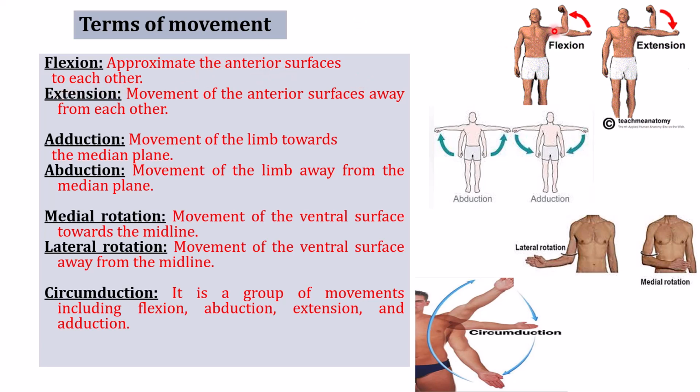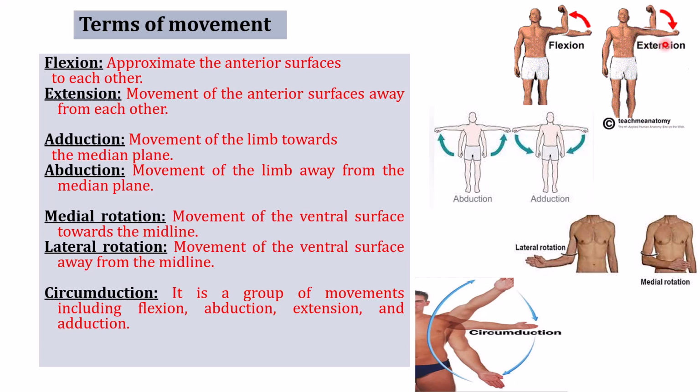See here in this diagram, this was the anterior surface of the arm, and this was the anterior surface of the forearm. So when we bring two anterior surfaces closer to one another, that is called as flexion. Or when we are moving the anterior surfaces away from each other, this is called as extension. These both are opposite to one another. Again, I will repeat, the flexion is the approximation of the anterior surfaces to one another, and the extension is movement of the anterior surfaces away from each other.